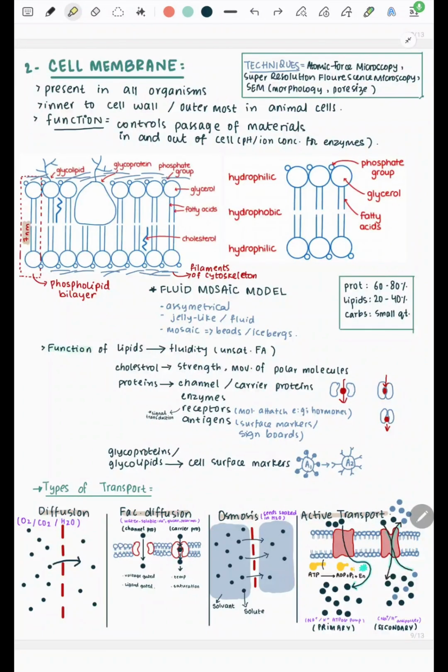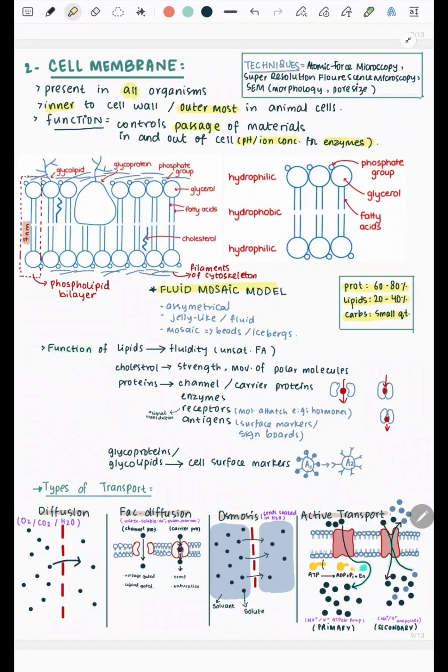Next, we'll discuss the cell membrane. Cell membrane is present in all organisms. It is present inner to the cell wall in the organisms that contain cell wall, but it is the outermost covering of an animal cell. It controls the passage of materials in and out of the cells to maintain a pH and ionic concentration for proper functioning of enzymes. Cell membrane is composed of proteins 60 to 80%, lipids 20 to 40%, and carbohydrates in small quantities. The arrangement of these elements is explained by the fluid mosaic model.